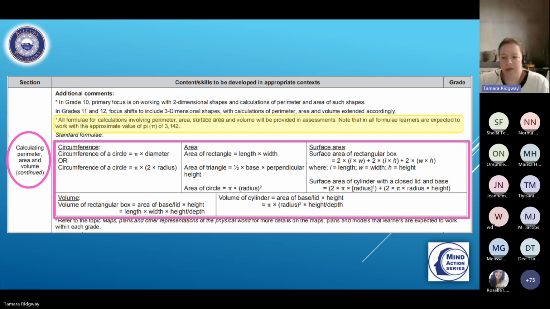So, I think it's totally up to you. You know your students and you know your classroom environment. No, learners will not be penalized if they use the pi button on the calculator, not at all. All memos have always accommodated for both.